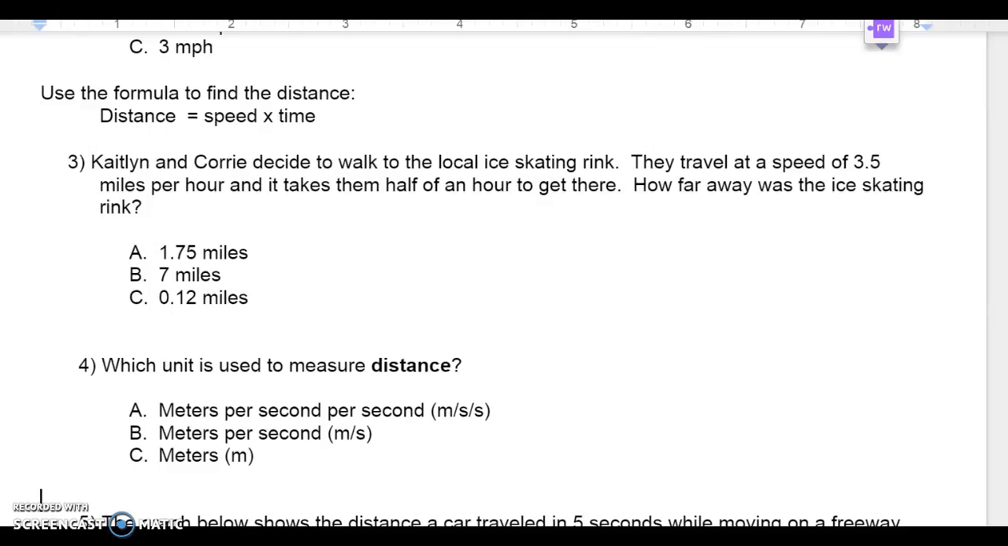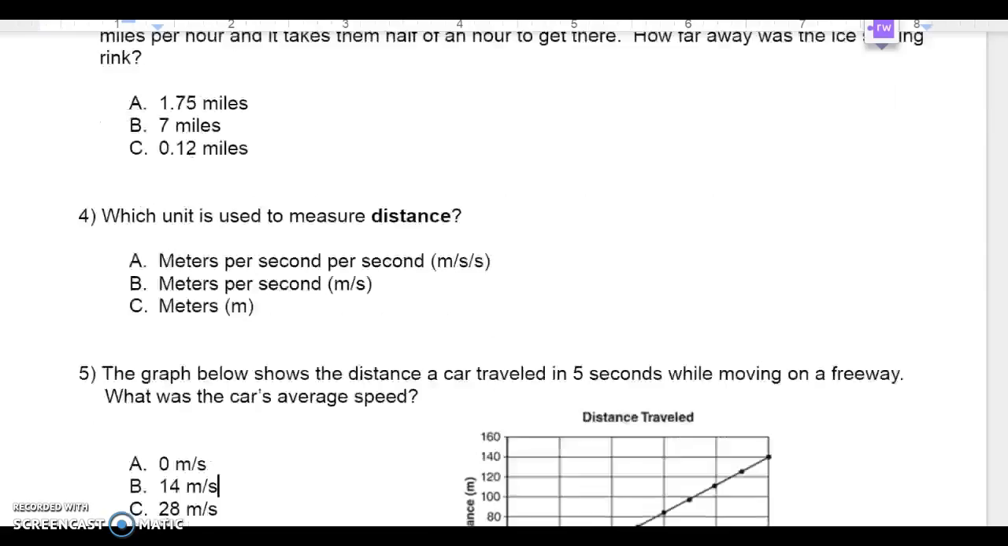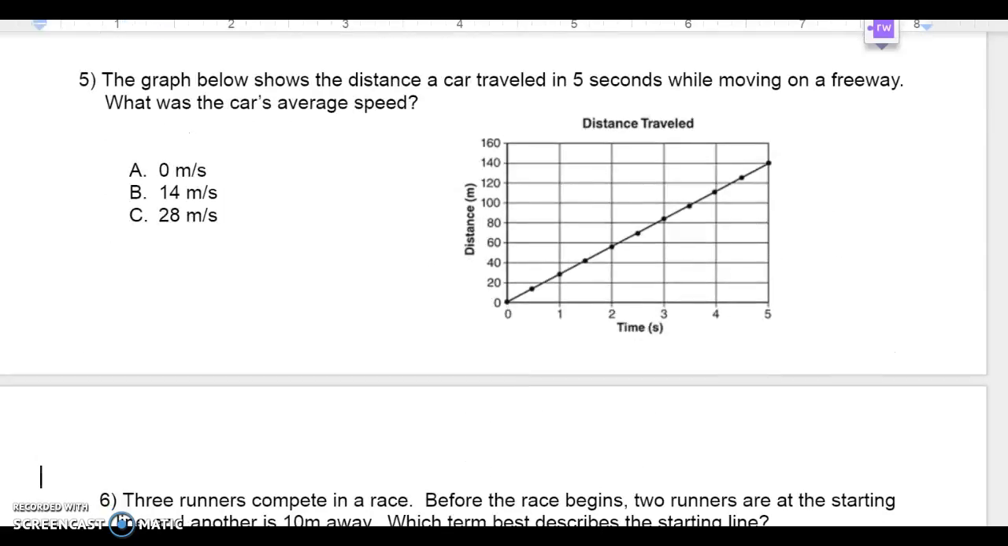Number 4, what unit is used to measure distance? Is it A, meters per second, B, meters per second, or C, meters? Number 5, the graph below shows the distance a car traveled in 5 seconds while moving on a freeway. What was the car's average speed?